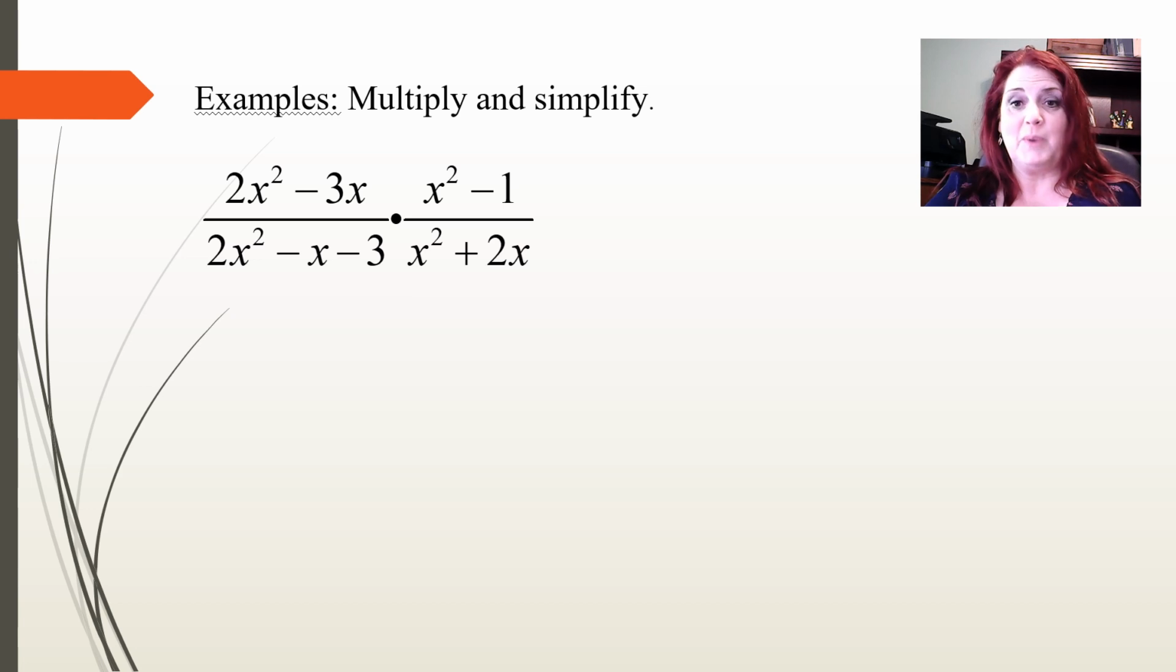Let's demonstrate that, okay? So we've got 2x squared minus 3x, and that's being divided by 2x squared minus x minus 3. And we're going to multiply, that's the multiplication symbol, times x squared minus 1 in the numerator, x squared plus 2x in that denominator. So I'm going to start by factoring this first numerator, 2x squared minus 3x. It has a common factor of x. If I factor that x out, it's being multiplied by 2x minus 3.